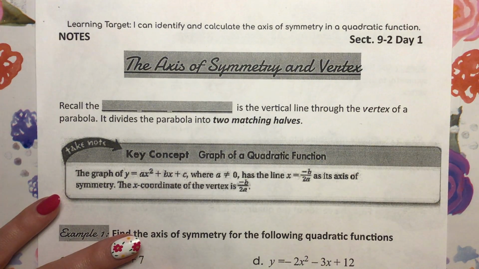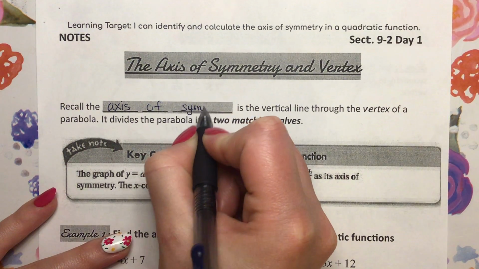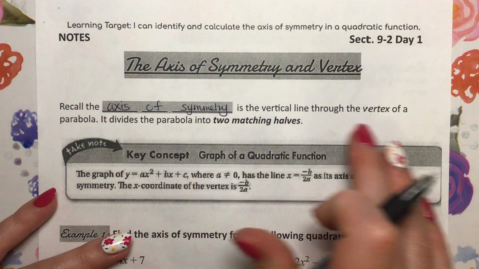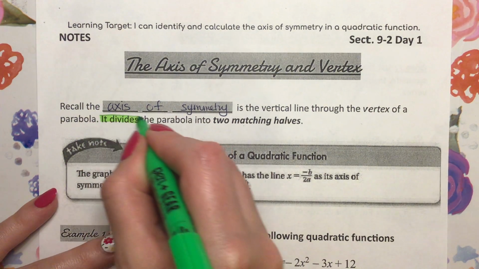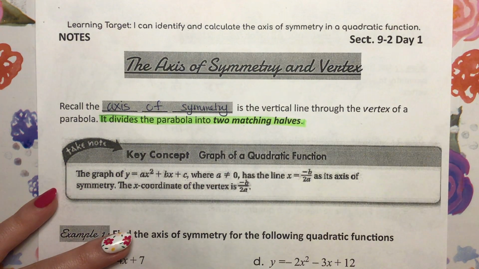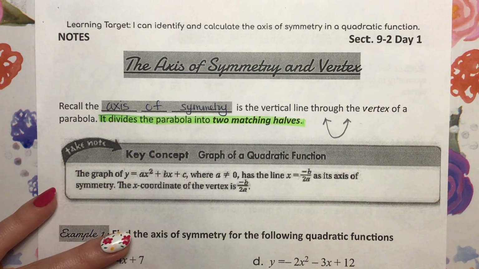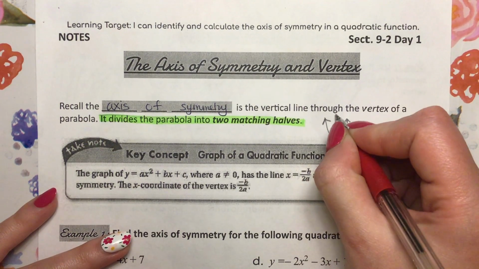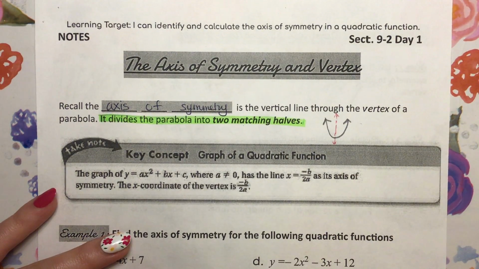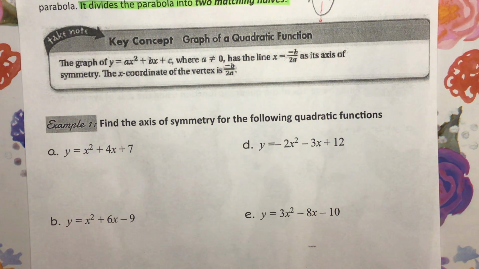So, recall what that is. The axis of symmetry is the vertical line through the vertex of a parabola. It divides the parabola into two matching halves. That's important. It divides the parabola into two matching halves. So for an example, if we have a parabola like this, the axis of symmetry would be going right down the middle of it, like that.